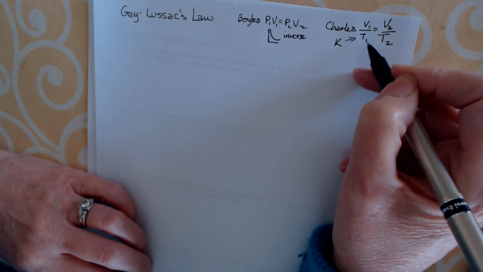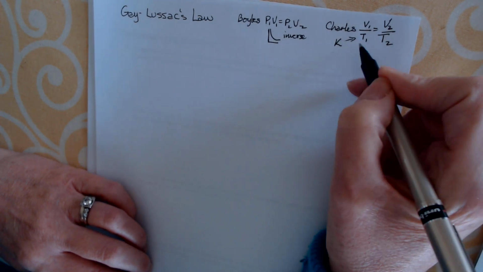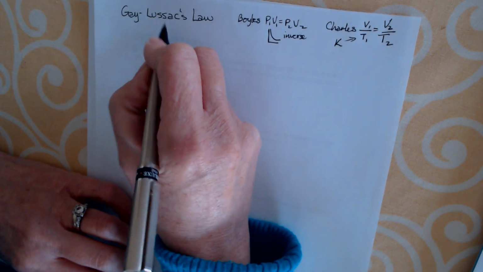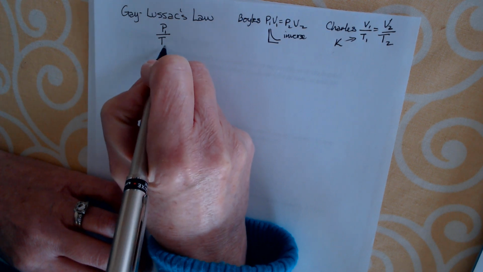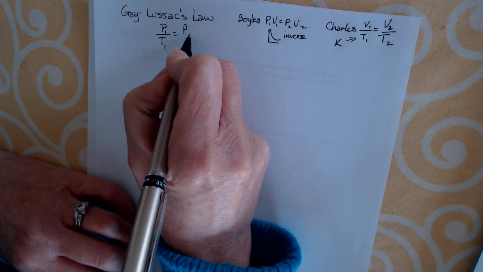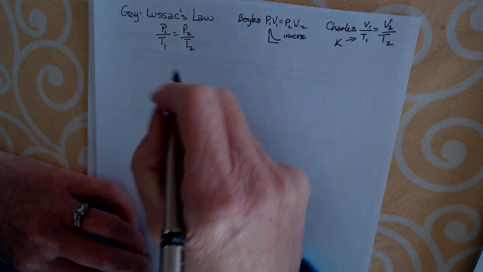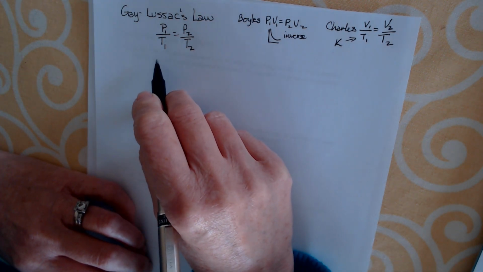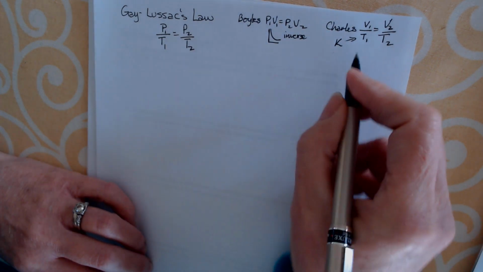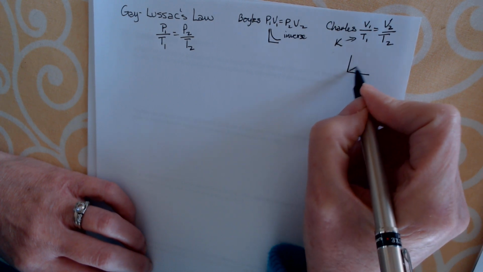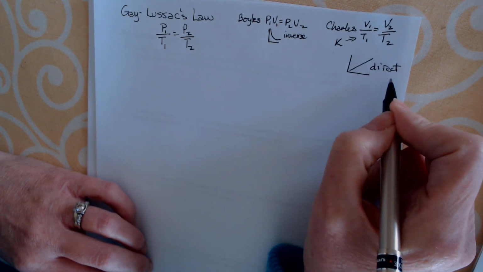We've got one more law, and it's very much related to these. And as you might guess, it involves pressure and temperature and their relationship. And this relationship is also really straightforward. It's just pressure over temperature: P1 over T1 equals P2 over T2. All right? And what we see is Boyle's law was inverse, while Charles's law and Gay-Lussac's law are both what we call a direct relationship. So when one goes up, the other goes up. And that's the way that they interact.